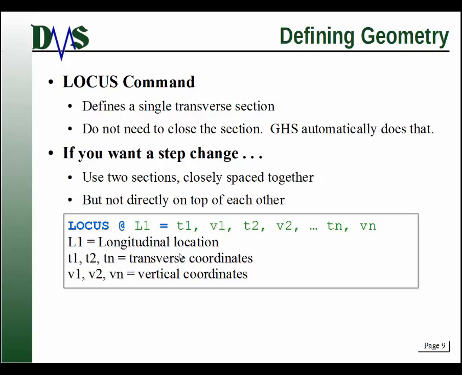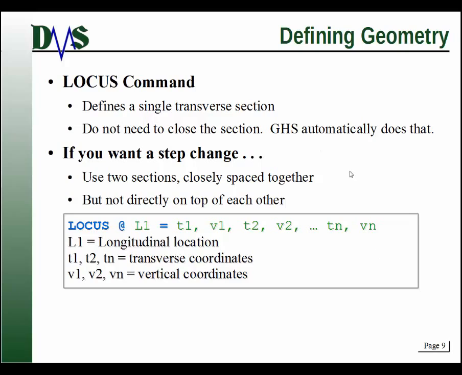So let's look at the format. The command is locus at L1, your longitudinal location, and these are all in whatever units you've created for GHS. So if it's units of feet, then L1 is in feet. If it's units of meters, L1 is in meters. Equals, and then we have coordinate pairs here: T1, V1, T2, V2, going onwards and upwards. So you've got transverse coordinate, vertical coordinate, transverse, vertical, all the way up to however many points you want.